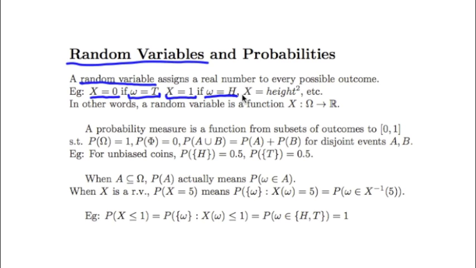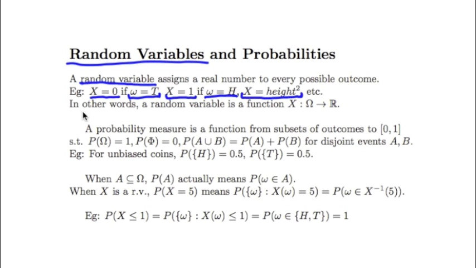Here's another example. Suppose I measured the height of the random human being, got a number between 1 and 9. My random variable could be height squared. So whatever number I got, say I got 6.3 feet, then its x is 6.3 squared. It could have just been height, it could be square root of height and so on. But this is one example of a random variable.